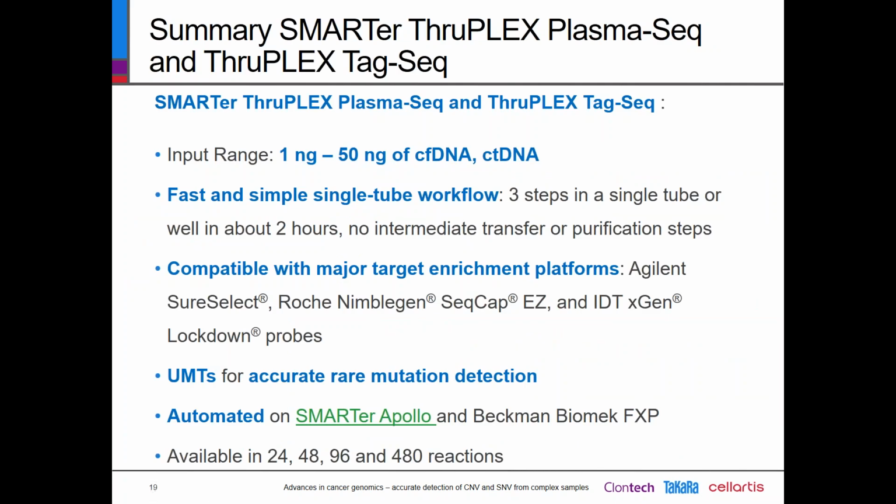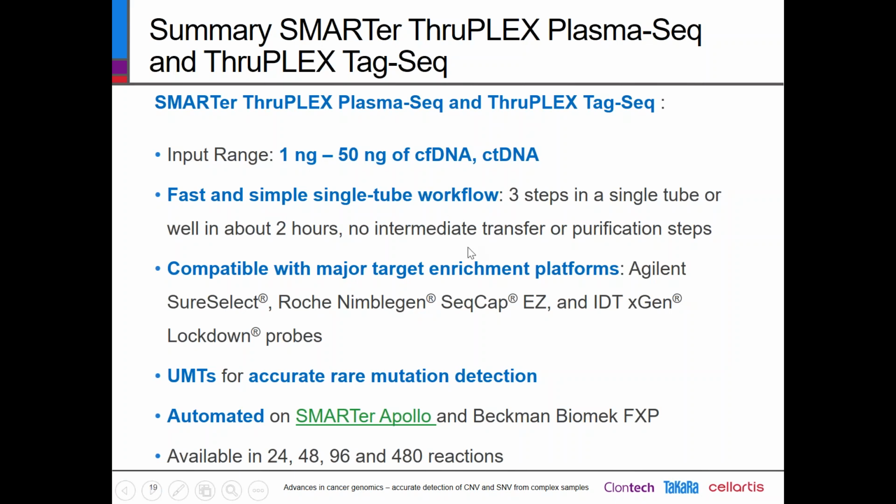All right, so to wrap up this first part, we saw that ThruPlex Plasma-seq and ThruPlex TAC-seq are very sensitive solutions and really adapted for looking at cell-free DNA, circulating tumor DNA, starting as low as 1 nanogram of material, which is honestly very low. A very important feature of both kits is that they share a very fast, simple, and single tube workflow.